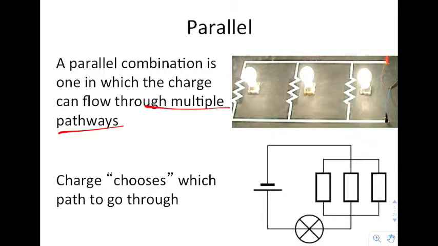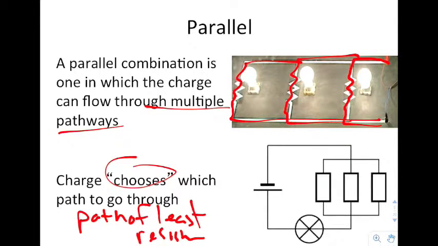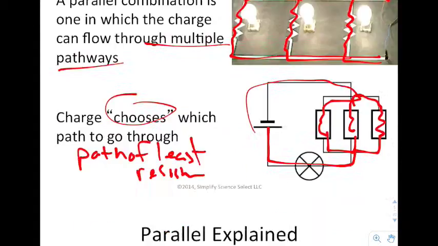In each one of these cases, you see I can go this way, or this way. Because there are three different pathways, the charge can actually choose which path to go through. Now, it doesn't actually choose. It takes what we call the path of least resistance. It takes the path of least resistance. So if I start here, I can go this way, or this way, and there are three different paths for me to make it to the other end of the battery.